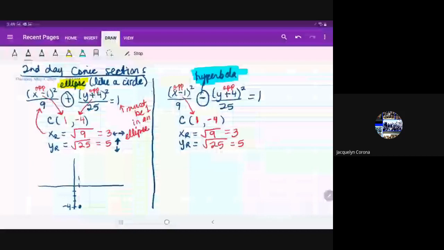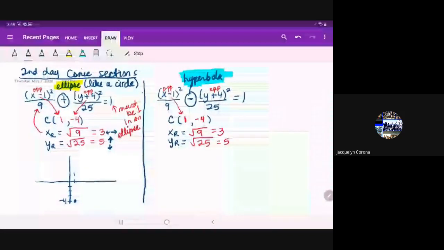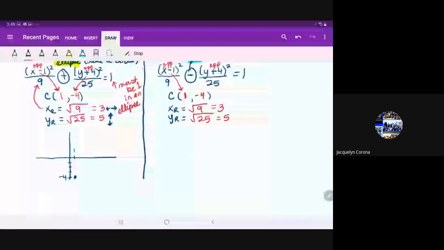So let me move up a little bit. Okay. So x radius is 3, so that means you go to the right 3 and put a dot. This is the center. You go to the left 3 and you put a dot. You go up 5, 1, 2, 3, 4, 5, and you put a dot. And then you go down 5, 1, 2, 3, 4, 5, and you put a dot.